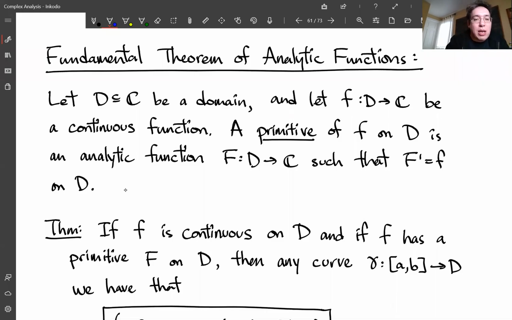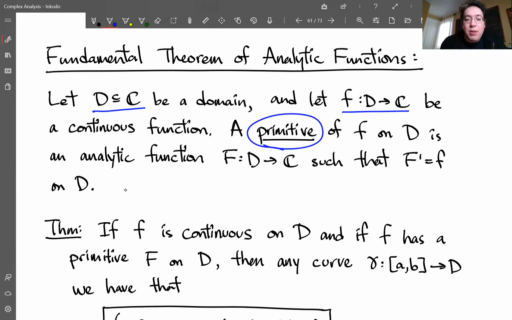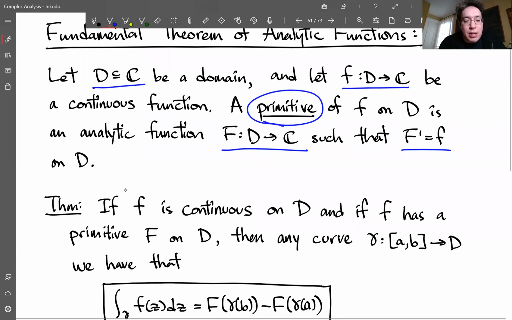Okay, so let's say we have some domain D in the complex plane, and we have some continuous complex function f. We say the function has a primitive if there's an analytic function capital F such that the derivative is the original function f, right? So in calculus class, we'll call these antiderivatives. In the complex setting, we use the word primitive. It means the same thing.